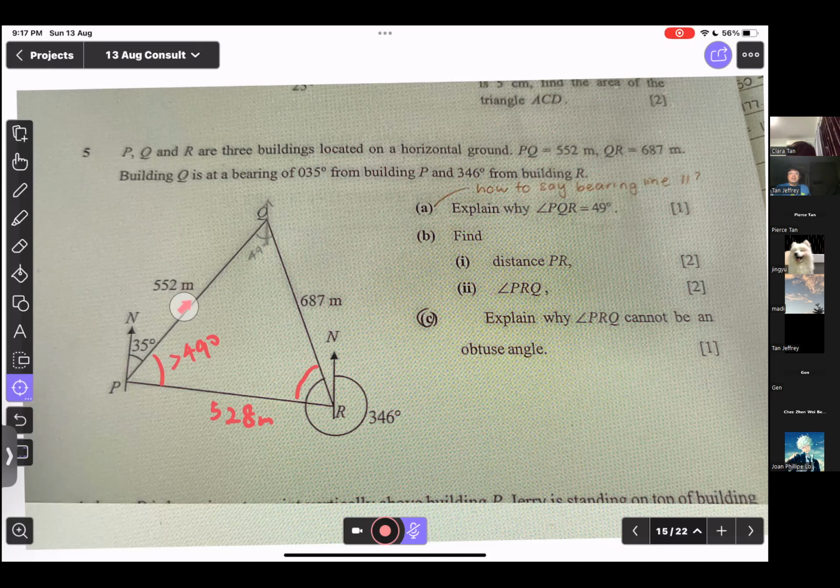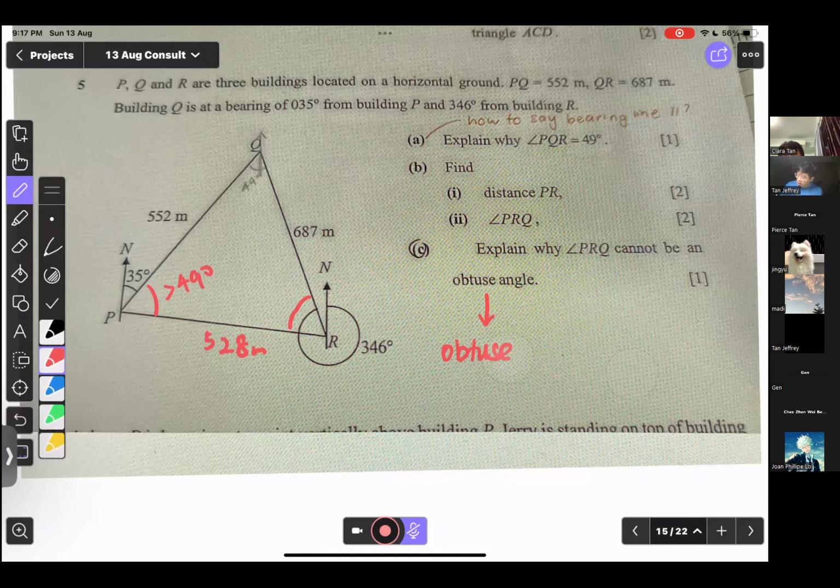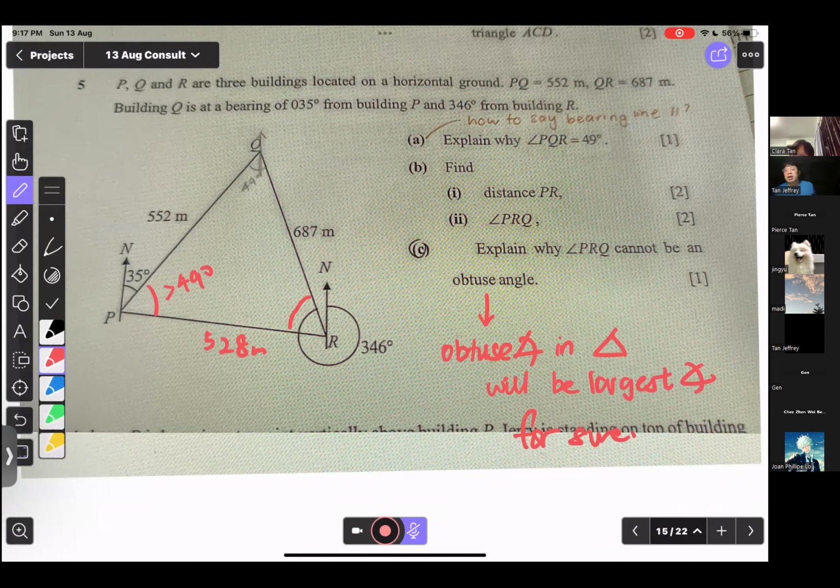If you have an obtuse angle in the triangle, that is the biggest angle. The obtuse angle will be the big brother in the triangle, the largest angle for sure. Because if I have an obtuse angle in the triangle, the other two have to be acute. Make sense? Right. So I look at these two, they are already so big. This one cannot be obtuse also.